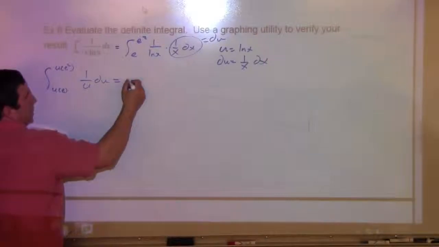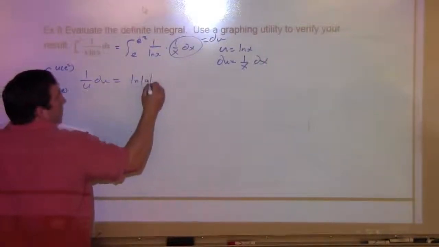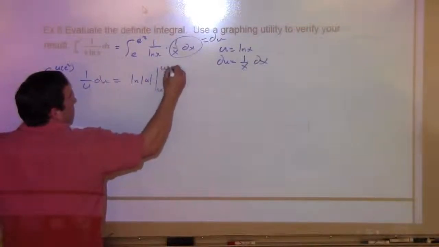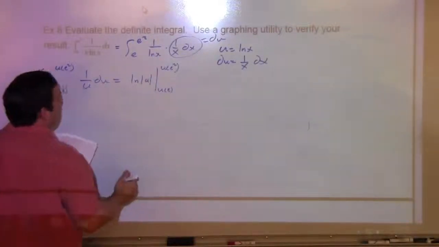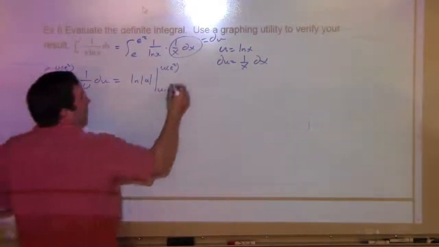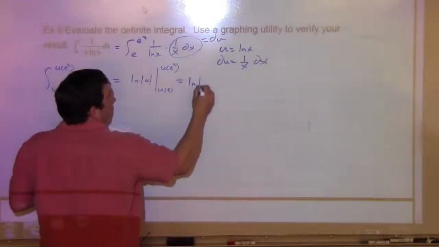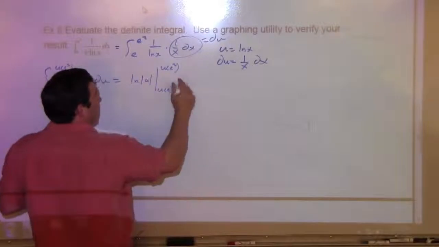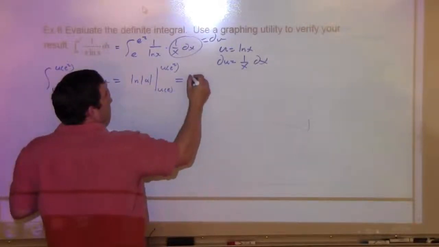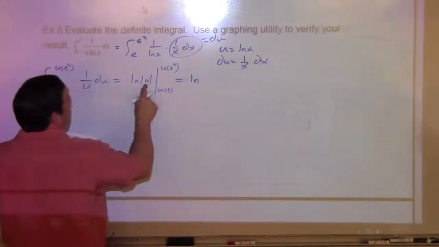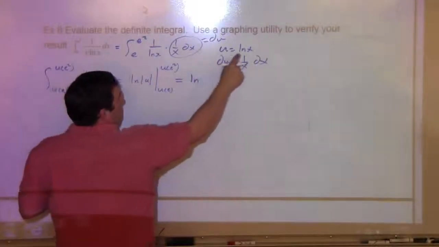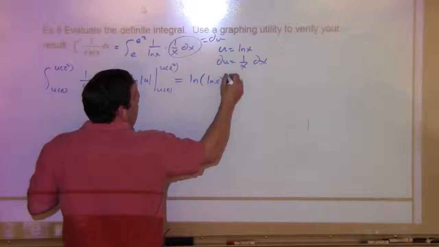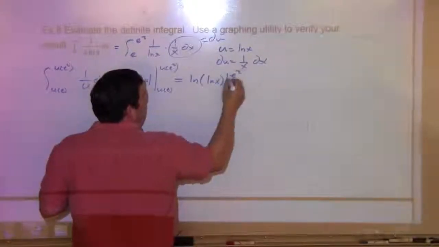And that becomes natural log of the absolute value of u from u of e to u of e squared, which is natural log of the absolute value of, well, let's go back now and substitute. That's natural log of, what was u? U was natural log of x. So natural log of x from e to e squared.